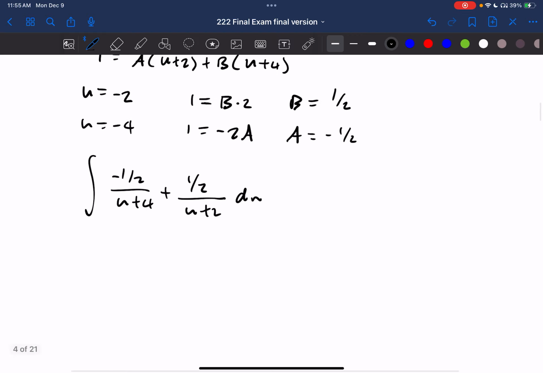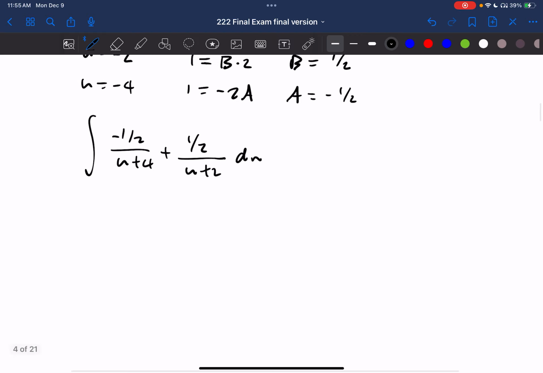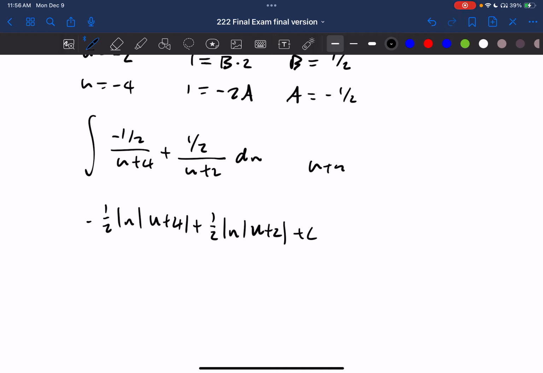Now this becomes a very basic integral to integrate. It's going to be negative 1/2 ln absolute value of u plus 4, plus 1/2 ln absolute value of u plus 2, plus c. If you don't know how to do this, you can just set u plus 2 equal to a u sub. We can set it as a w sub, I guess. Either way, you'll end up with this.